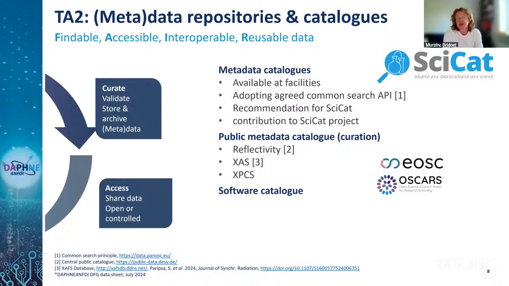And for metadata catalogues, our main focus is on a catalog called SciCat. But we also have other catalogues, for example, ICAT. And these metadata catalogues are made available to all the scientists and the users at the large-scale facilities. And very important is that we adopt agreed common search APIs so that regardless of which catalog, we try to make the catalogs as similar as possible. But in the case that it's not exactly the same catalog, it's important that you can use the same search parameters to be able to use the different catalogs.